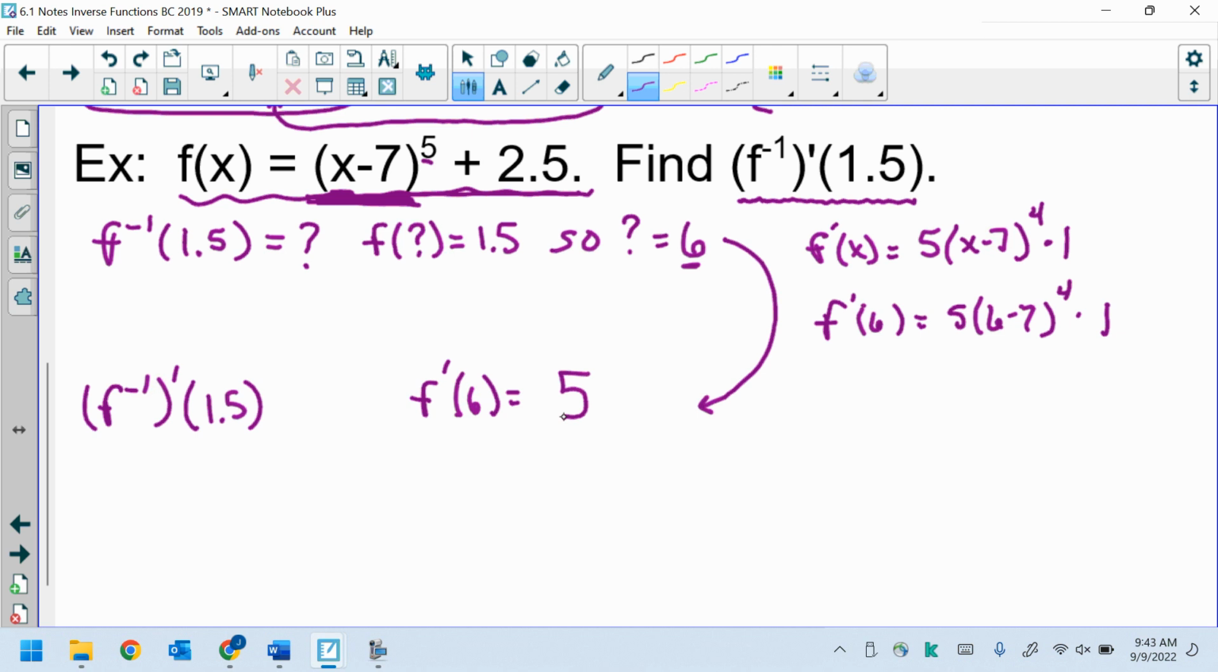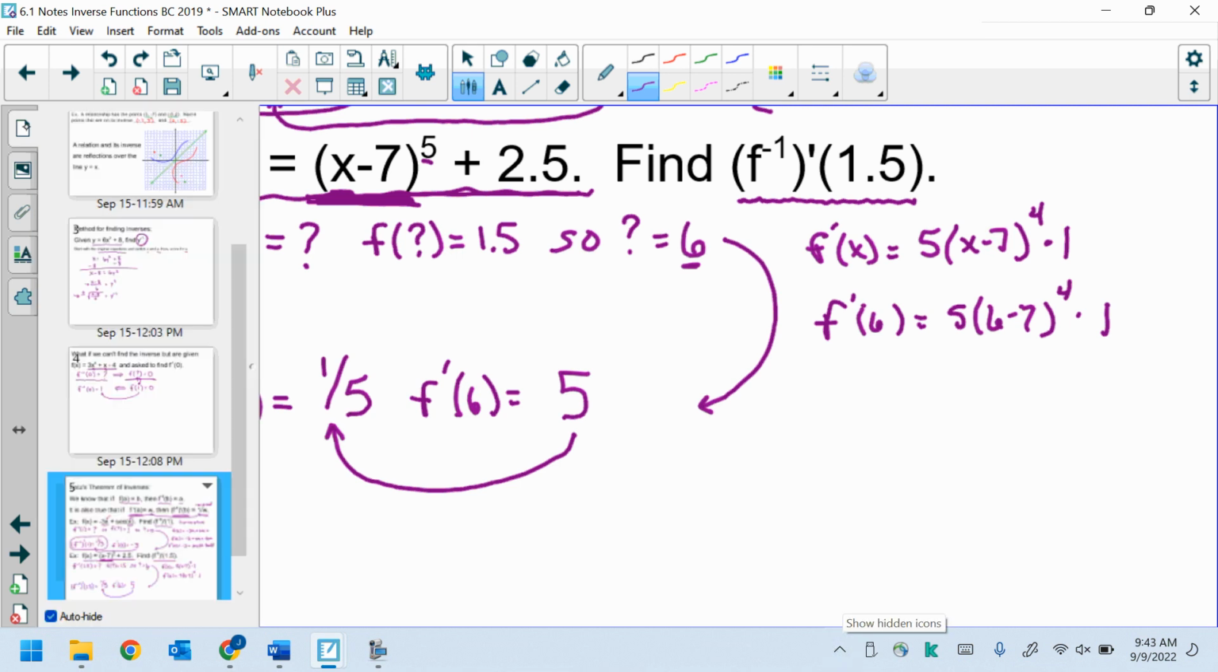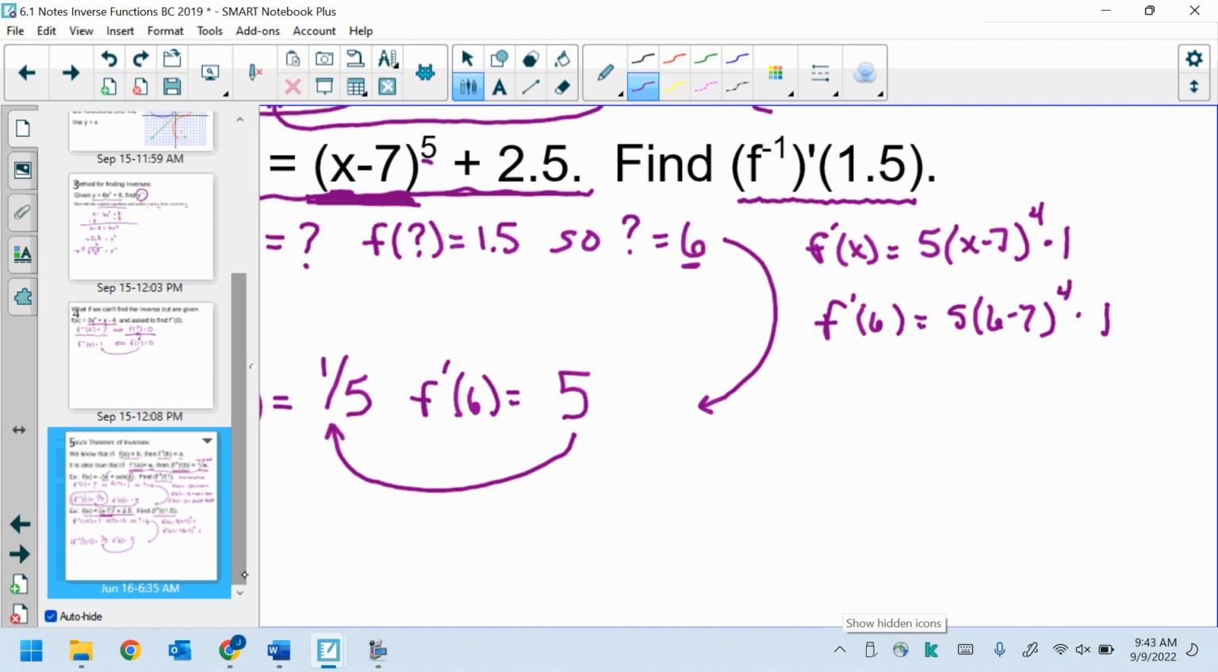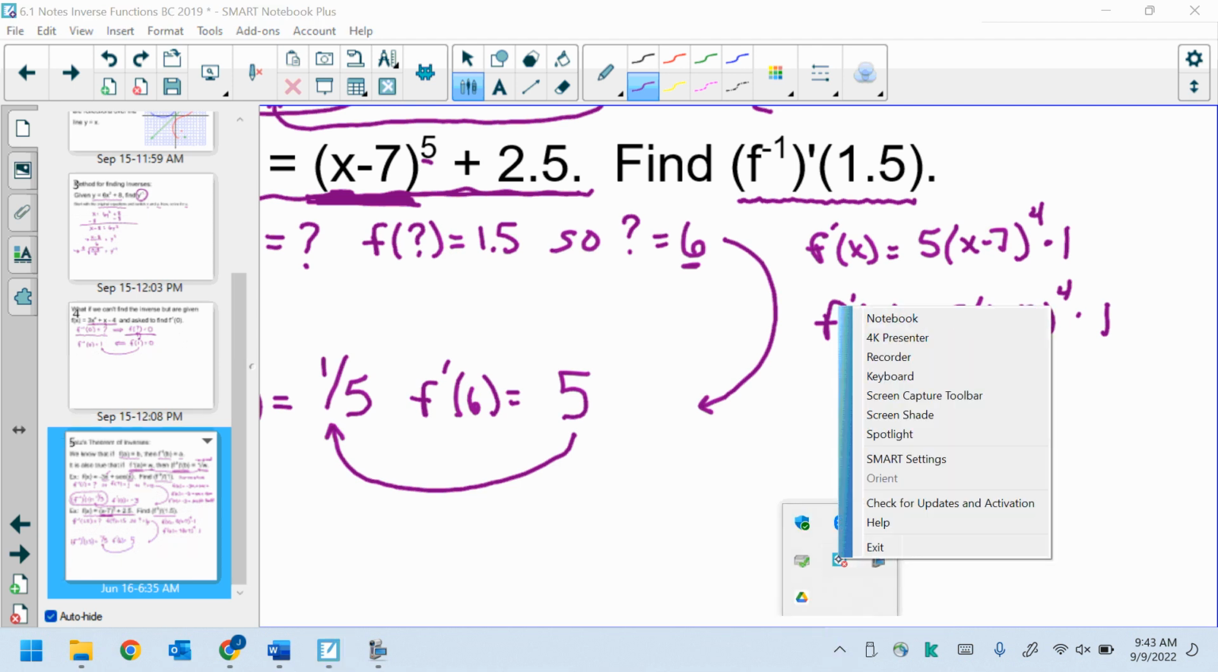And now, to answer our question, what is the derivative of the inverse? It's the reciprocal. Now that seemed a little bit easier. And the more we practice this method, the better off we're going to be on it. So, with that in mind, let's practice.